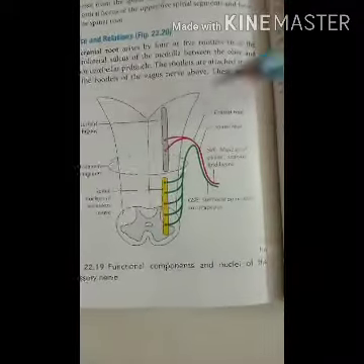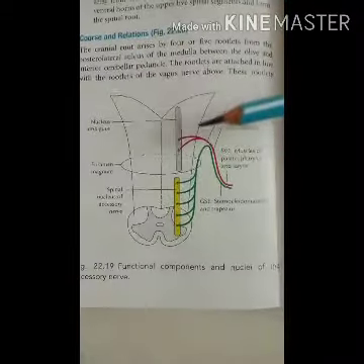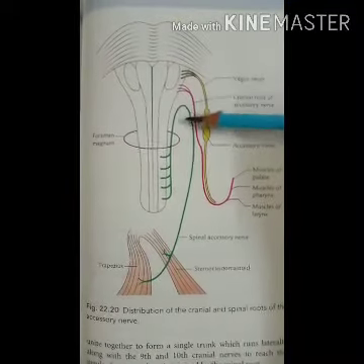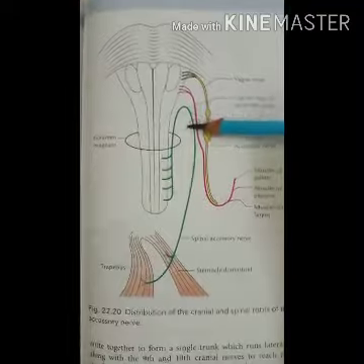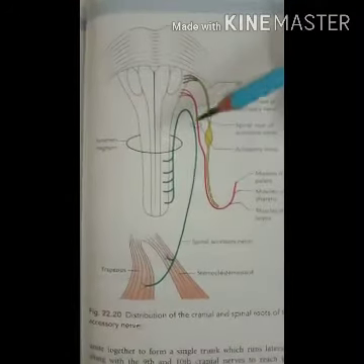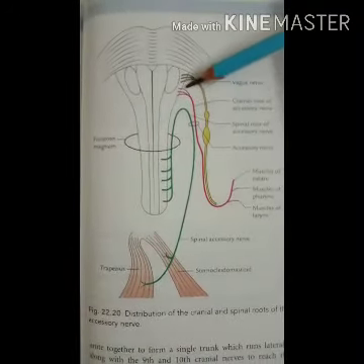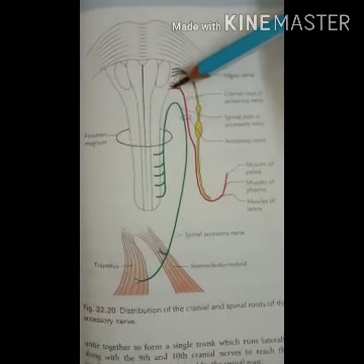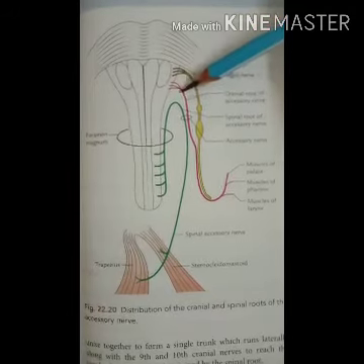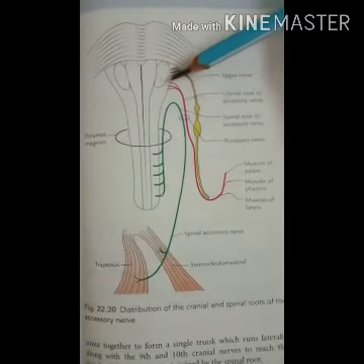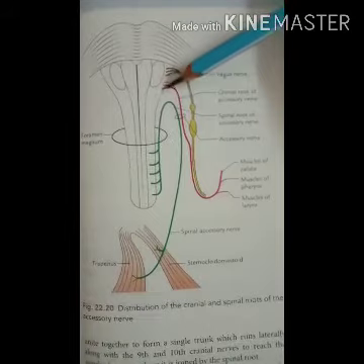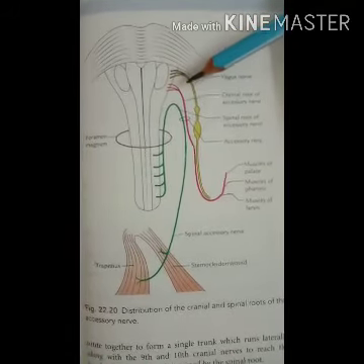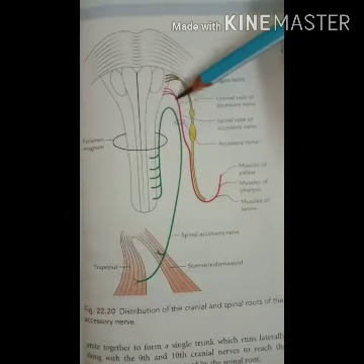After that, the course and relations of the spinal accessory nerve. Here you can see the red and green colors, the spinal accessory nerve roots. The cranial root, the red color root, arises from 4 or 5 rootlets from the posterolateral sulcus of the medulla oblongata between the olive and the inferior cerebellar peduncle. The rootlets are attached with the rootlets of the vagus nerve.